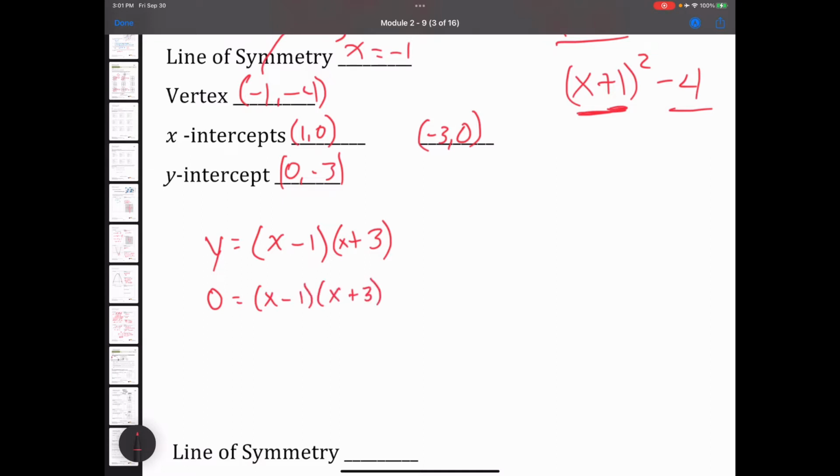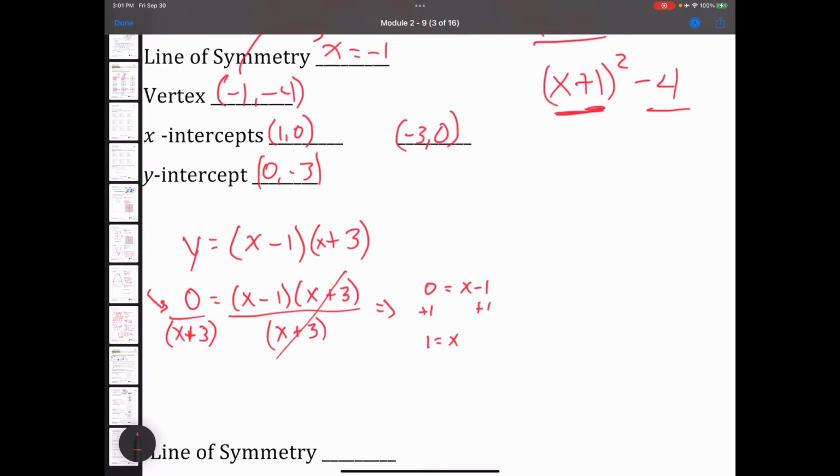If I saw these two binomials, I could say, I want to solve for this first one, so I'm going to divide both sides by the second one and see if I can get that first one by itself. Now, 0 divided by anything is just 0. So that cancels on the right side, and I get 0 is equal to x minus 1. Add 1 to both sides. My x-intercept is 1, right?